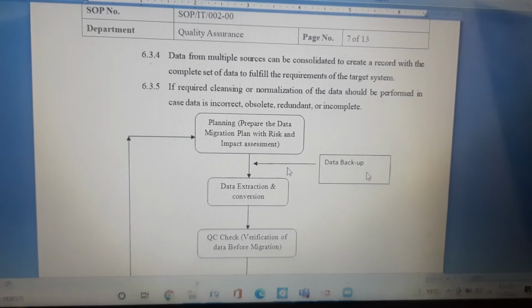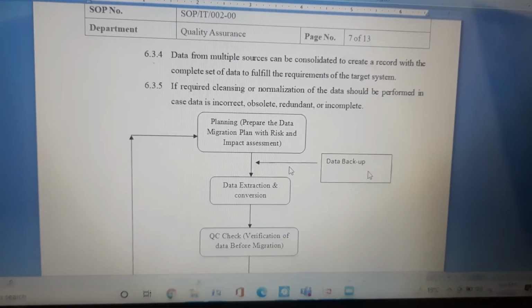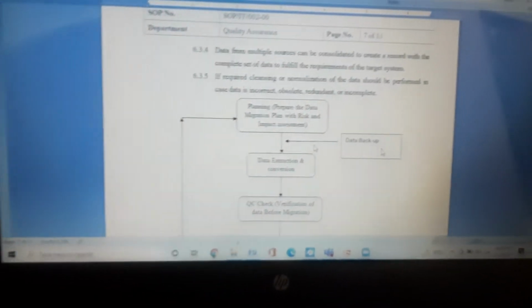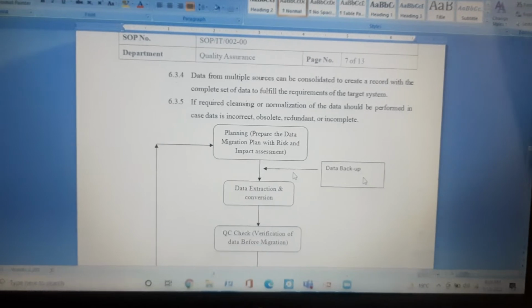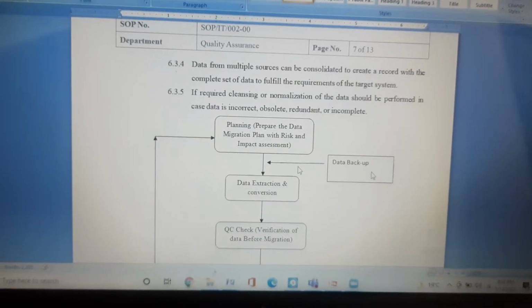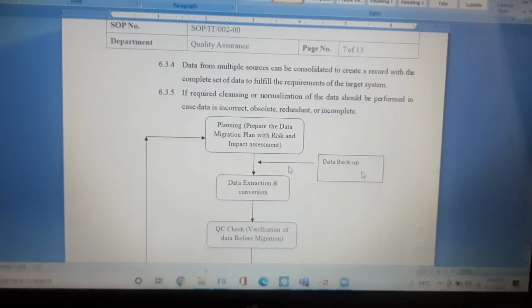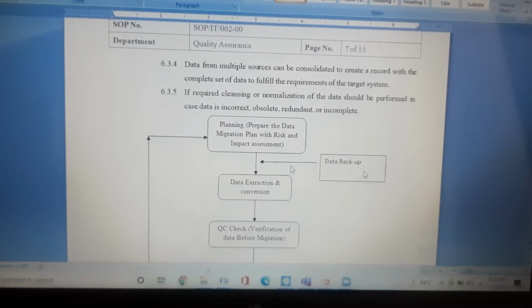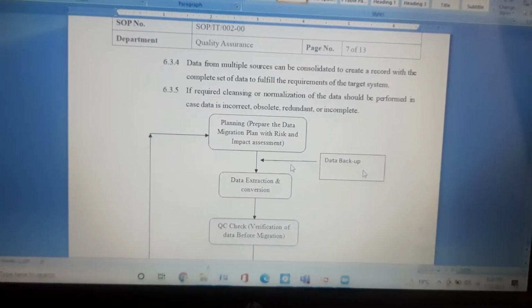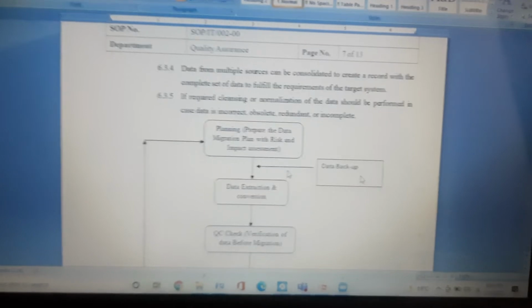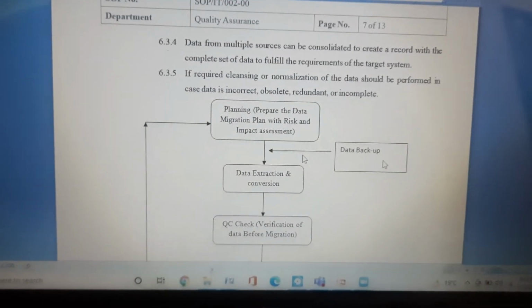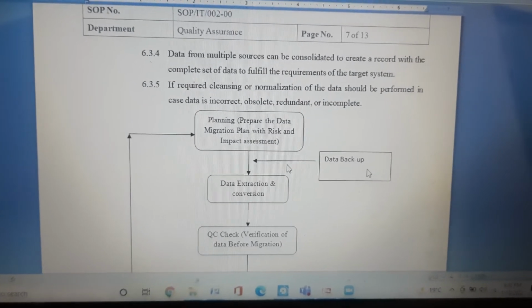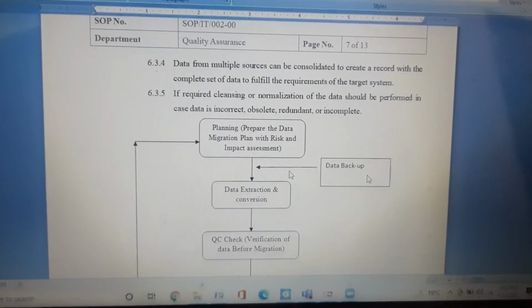Then take a backup of the data. The whole data should be backed up before the migration of data, so that in case any disruption is observed during the data migration activities, like generally, if you have seen, we are copying and pasting the data to our system from one drive to another drive. Sometimes we observe that in between, the copy and paste has been interrupted.